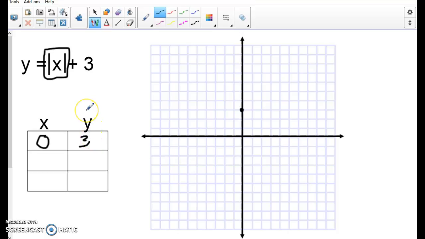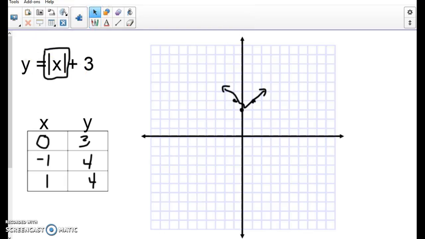Then I need to pick a number higher than 0 and a number lower than 0. So I'm going to go with -1 and 1. So absolute value of -1 is 1. 1 plus 3 is 4. So I should have a dot at -1, 4. If I put in 1 for x, absolute value of 1 is 1. 1 plus 3 is 4 again. So I'm going to have a dot at 1, 4. So my graph will look something like that. So there's my V for my graph.